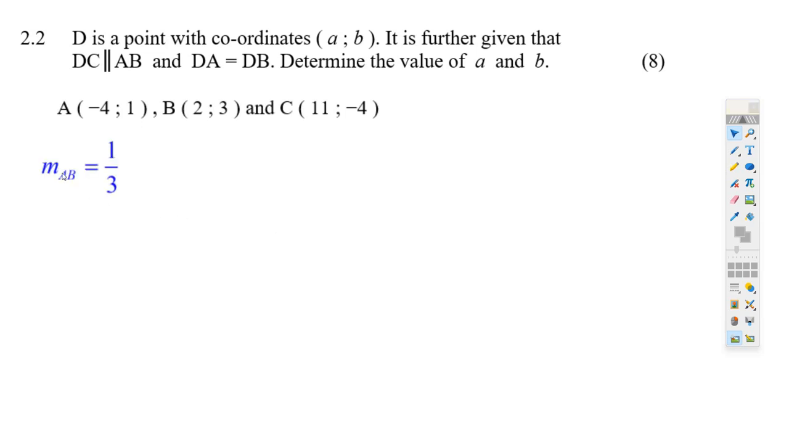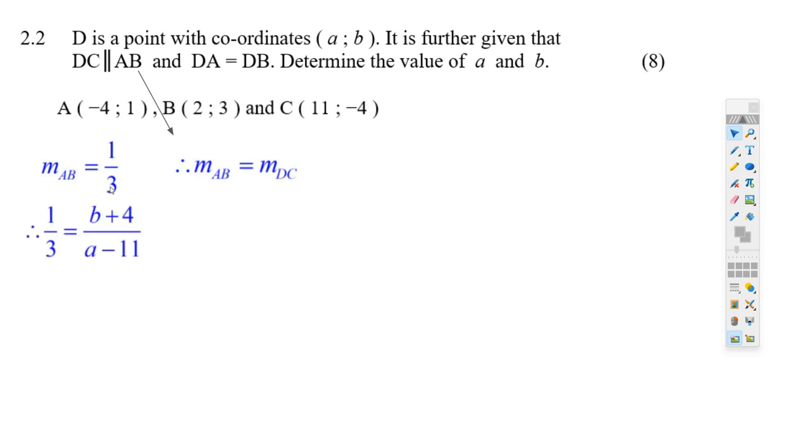So all we do is go, the gradient of AB is 3 minus 1, which is 2, over 2 minus minus 4. That's 2 plus 4. So it's 2 over 6, which is 1/3. That's the gradient of AB. Because this is parallel, the gradient of AB equals the gradient of DC.